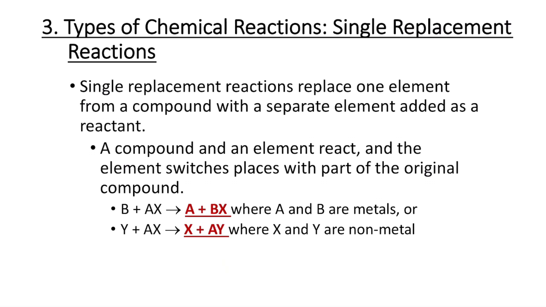This can also occur with nonmetals. If you have a nonmetal Y joining an ionic compound, the nonmetal Y will replace the nonmetal, which is X, in the compound, and the metal A stays as part of the compound. So there is one switch happening. It's either going to be the metal switching if you're adding a metal, or it will be the nonmetal switching if you're adding a nonmetal.